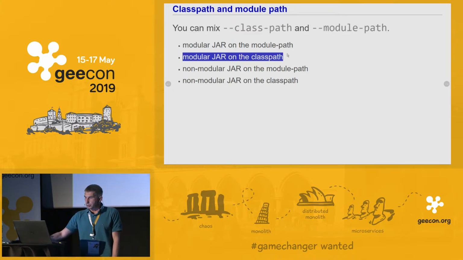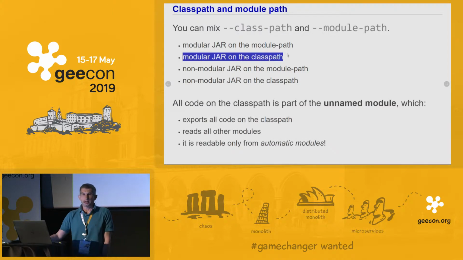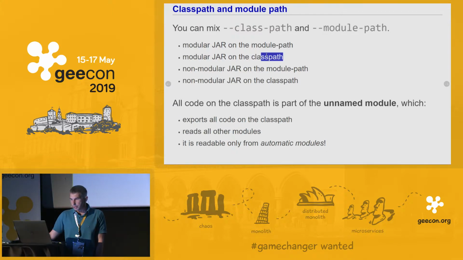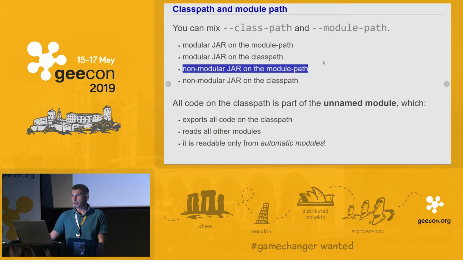Well, all code on the class path is treated as non-modular, and it becomes part of the so-called unnamed module, which exports all code on the class path. It reads all other modules, but it is only readable from automatic modules. And what are these automatic modules? Well, they have to do with this combination, having a non-modular artifact on the module path.